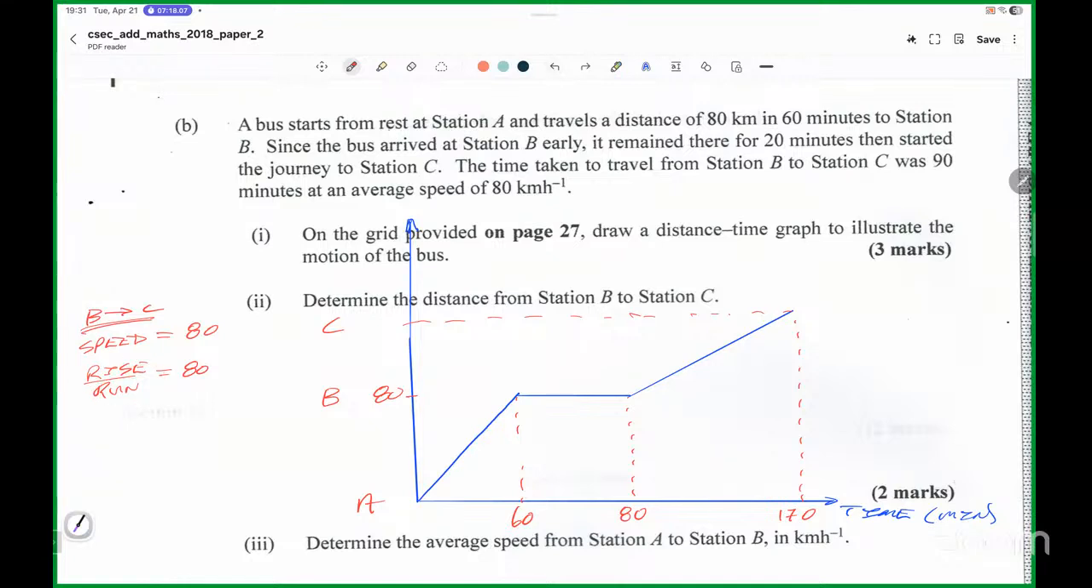The speed is 80 kilometers per hour. So the 90 minutes is actually 1.5 hours. You put the time in hours though. See that? Because the speed is in kilometers per hour, you have to put the time in hours. You get me? Good. So the time, the run, is 90 minutes.